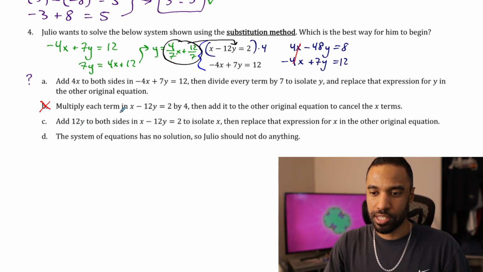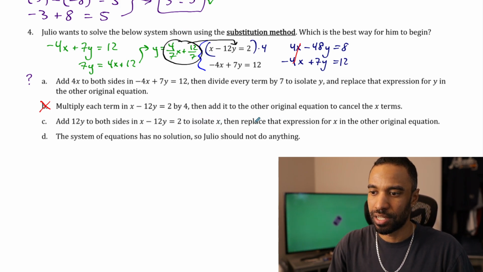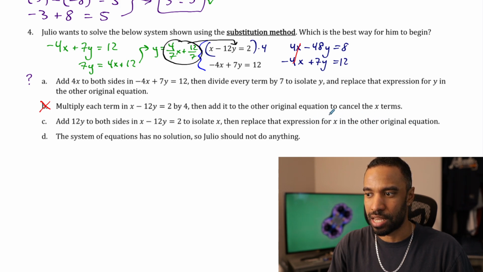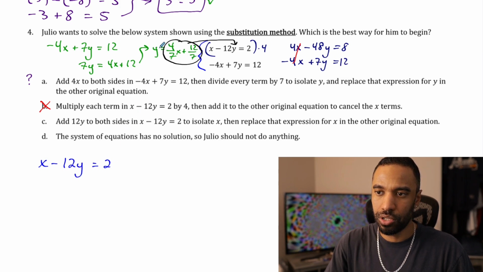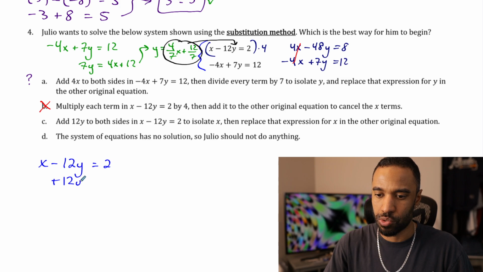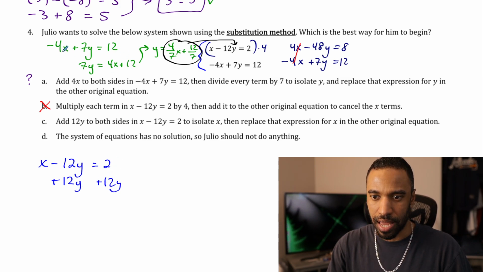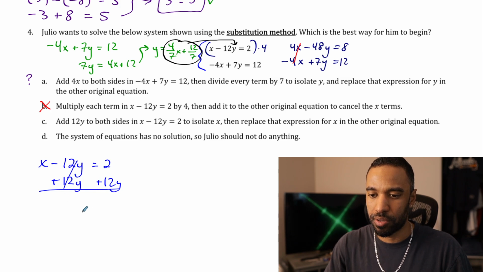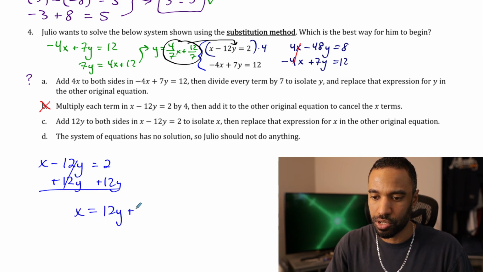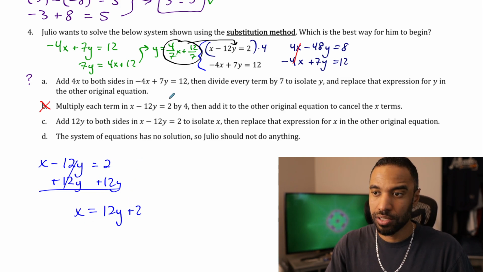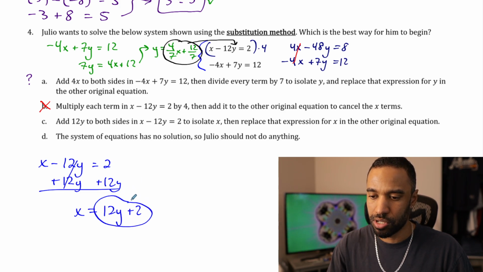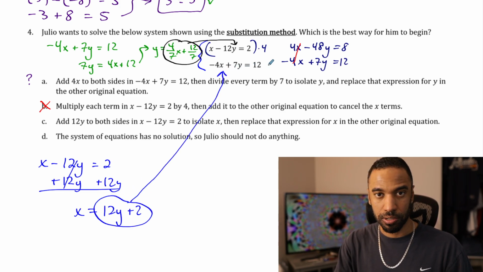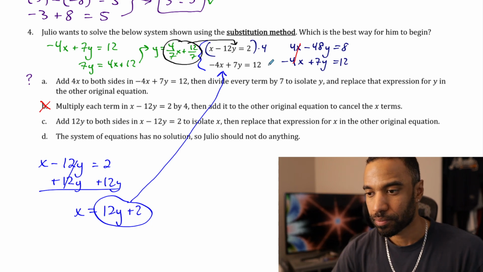C, add 12y to both sides in x minus 12y equals 2 to isolate x, then replace that expression for x in the other original equation. So in x minus 12y equals 2, if I add 12y to both sides right here, and I'm sorry I didn't write the add 4x to both sides in that one, but if I add 12y to both sides here, I get x equals 12y plus 2, and that isolated x. Then I would take that, keep the blue, and substitute it in for x in the other equation, I guess to solve for y.